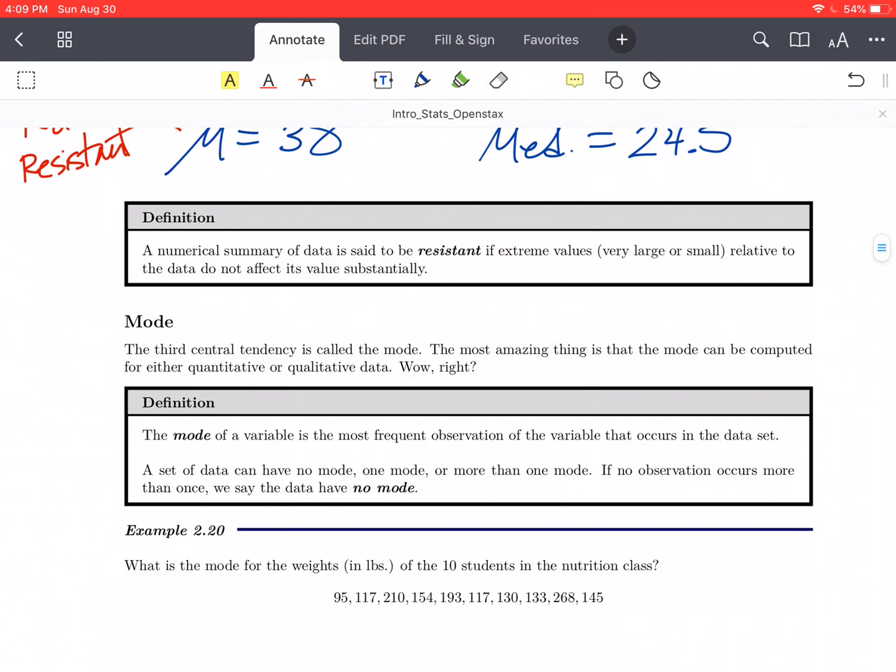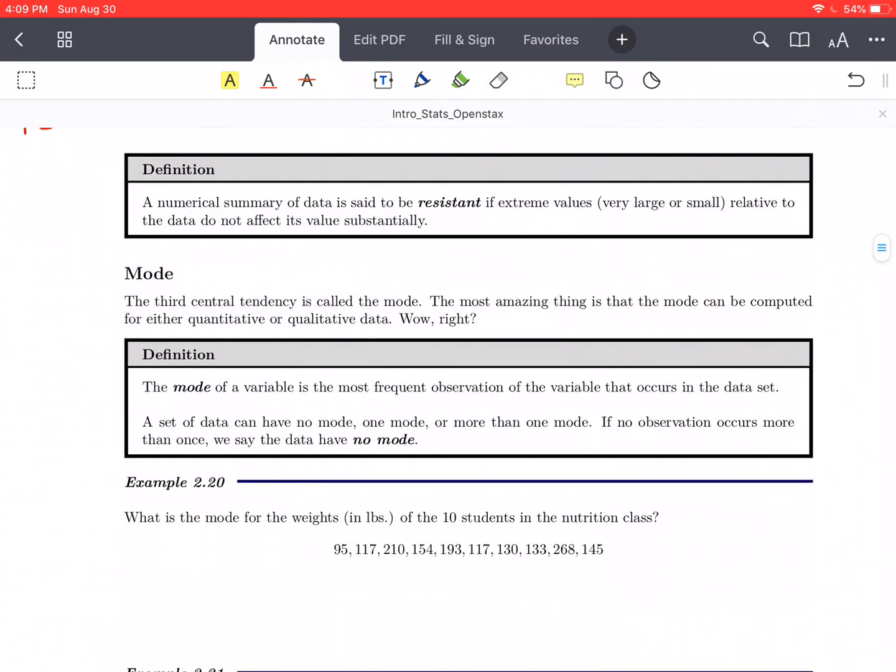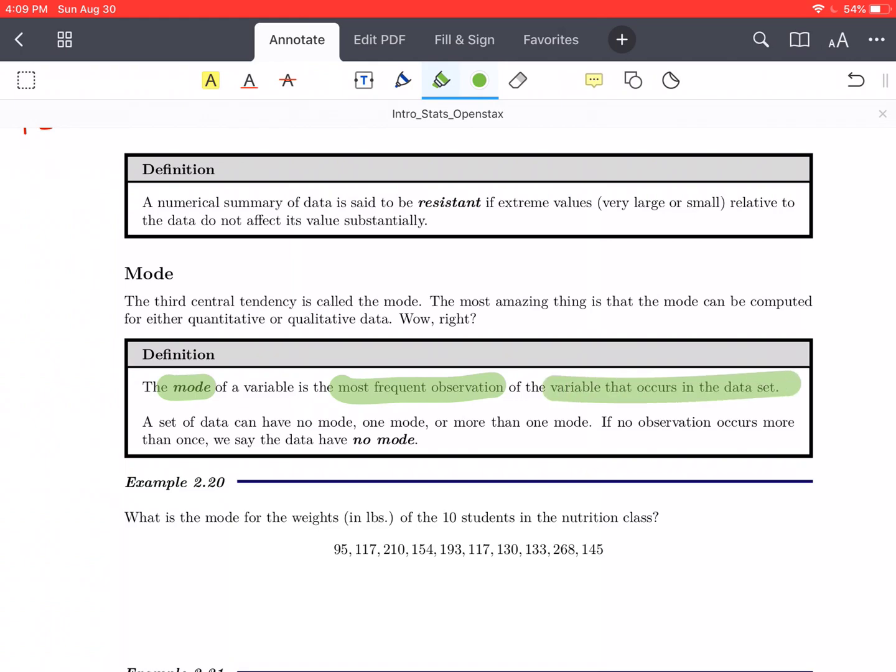Okay, and then we have the third major value we talk about, that's the mode. So the third central tendency is called the mode. The mode can be computed for either quantitative or qualitative data. So the mode is just the most frequent observation. The variable that occurs the most is the mode.